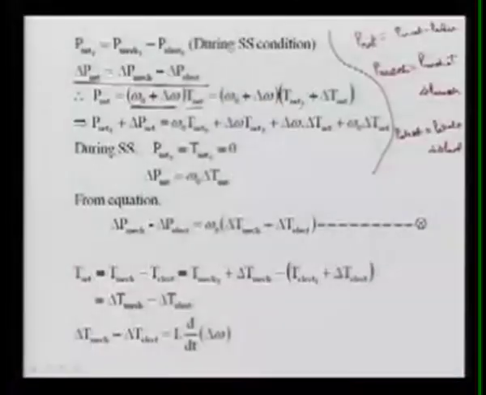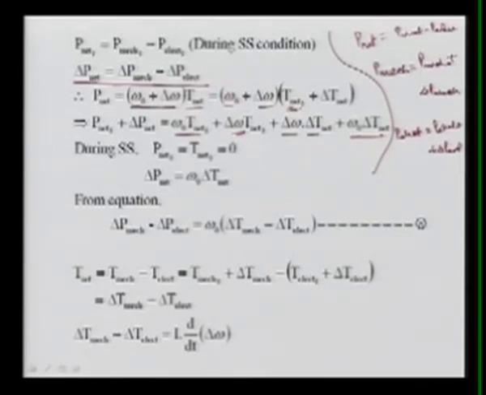If we simplify this, P net can also be written as P net naught plus change in P net, which will be equal to, when you multiply here, omega naught multiplied by this factor gives this factor, change in omega multiplied by this factor gives another one, and omega naught multiplied by the change in T net gives this factor. So we will expand this and get the 4 terms.